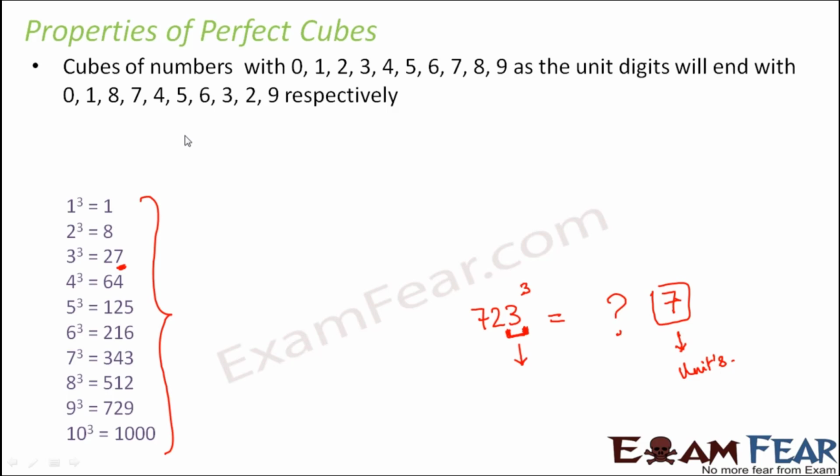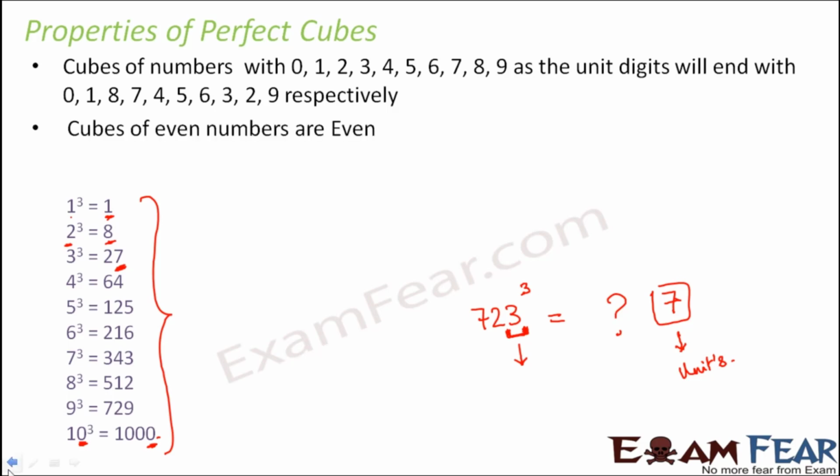So that is why we say that cubes of any number which ends with 0, 1, 2, 3, 4, 5, 6, 7, 8, 9, their cubes would end in these numbers, because 10 cube is 1000. So any number ending with 0, its cube will also end with 0. Any number ending with 1, its cube will end with 1. Any number ending with 2, cube will end with 2. Any number ending with 3, cube will end with 7, and so on. So just by knowing the cubes of the first 10 numbers, you can actually predict the units digit of the cube of any number.